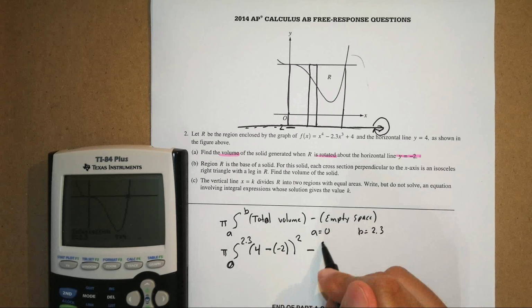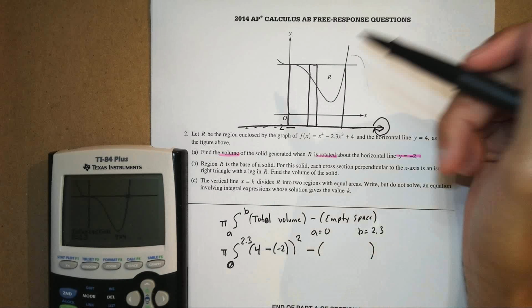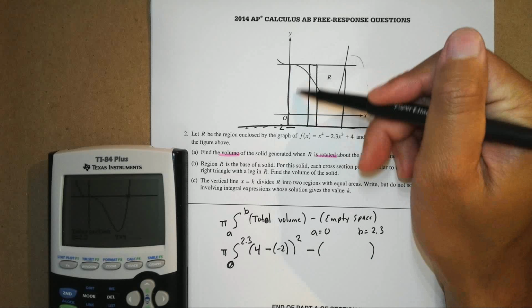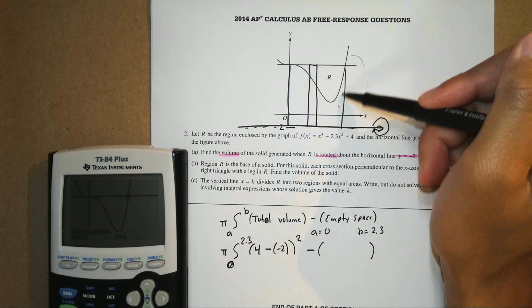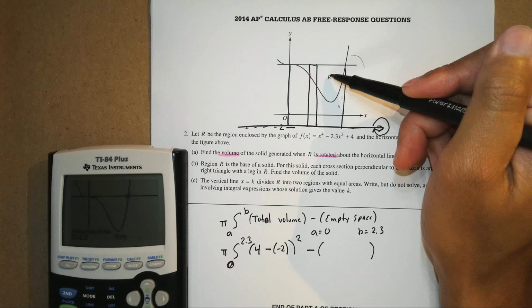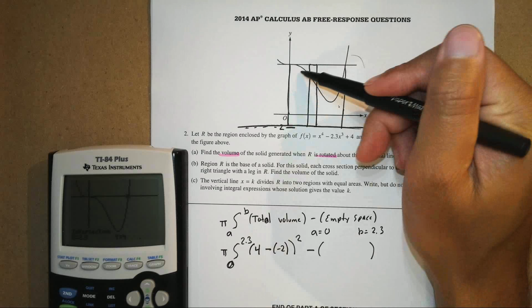minus my empty space. Well, empty space is the stuff that I don't need. I don't need any of this volume. What I'm looking for is only this equation right here, this area or this volume. So what I need to do is subtract all of this stuff I don't need.